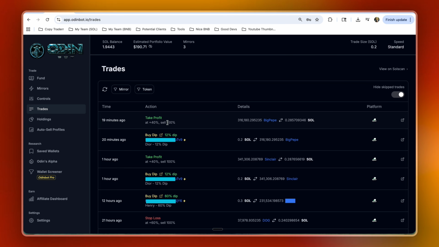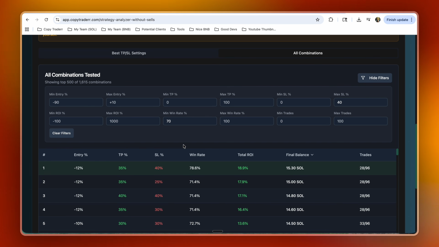What I'm about to show you, the workflow I'm about to show you, is exactly what I did. The only thing I did to come up with this strategy of a 12% dip, 40% take profit, 40% stop loss, which the tool showed me would yield a 71% win rate and a 17% ROI. I would get into 28 out of 96 trades, and you've seen so far 2 trades, 2 wins.